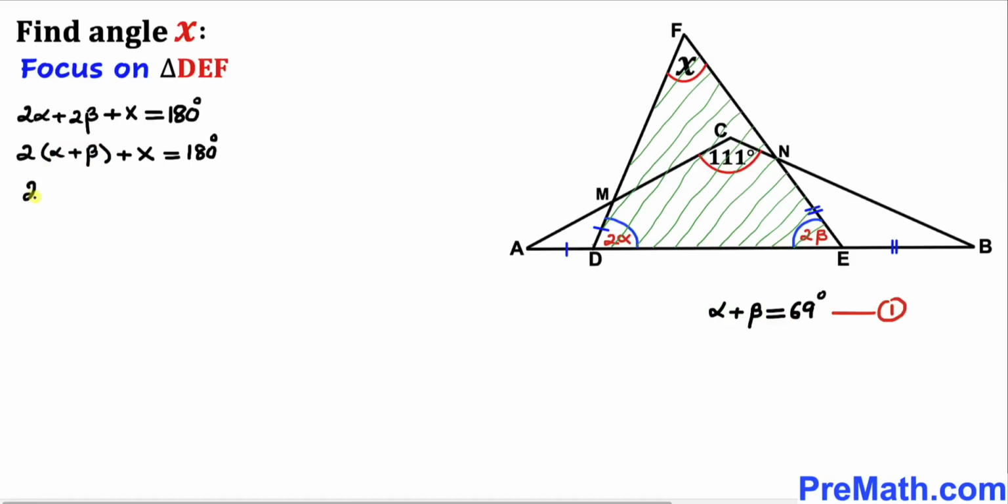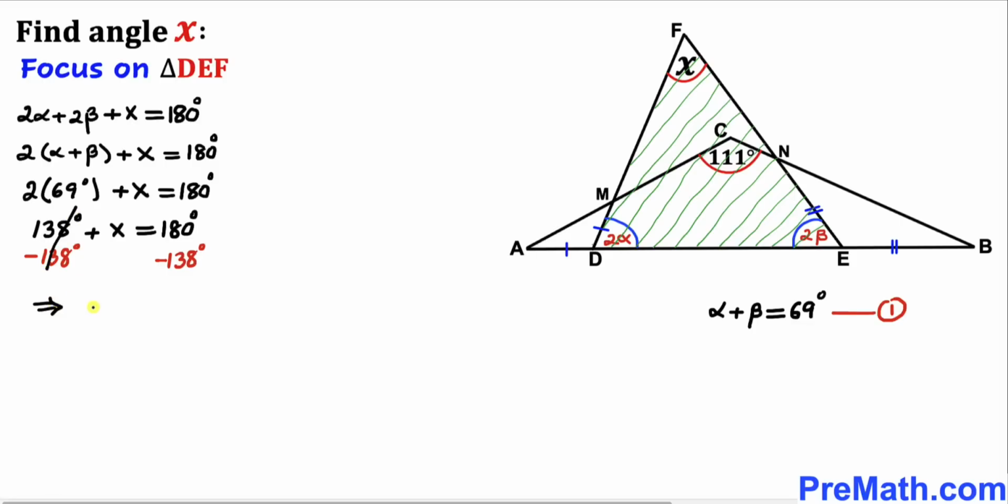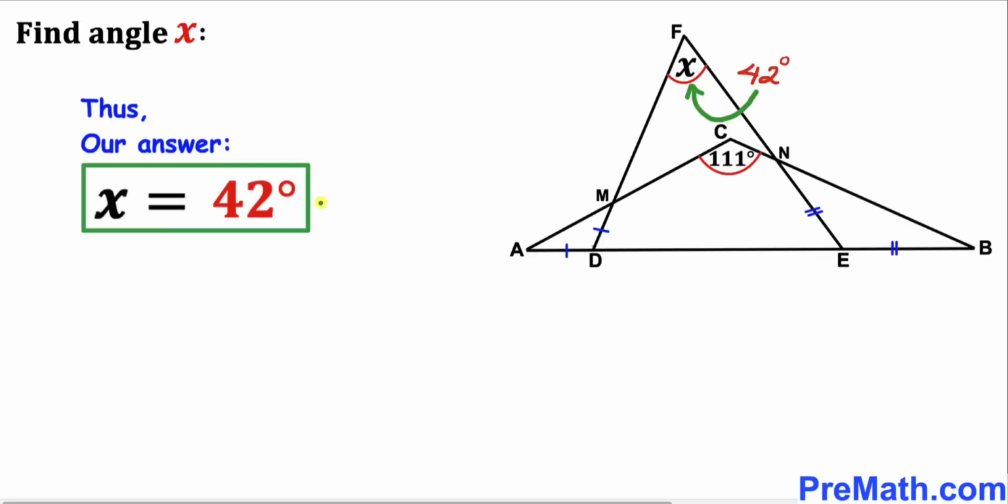So therefore, I can write 2 times 69 degrees plus angle X equal to 180 degrees. 2 times 69 is going to be 138 degrees plus X equal to 180 degrees. Let's subtract 138 degrees from both sides. This is gone. So therefore our angle X turns out to be 42 degrees. So thus our angle turns out to be 42 degrees, and that's our final answer.